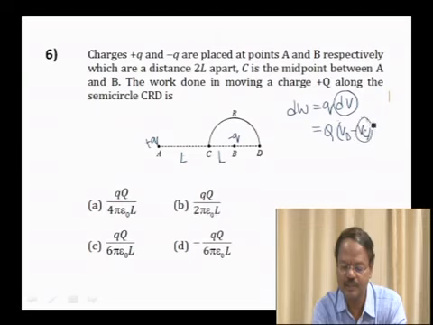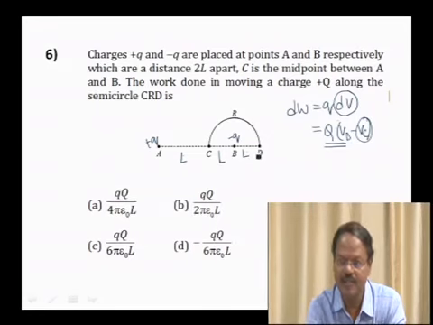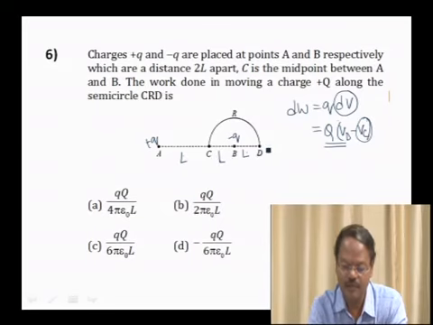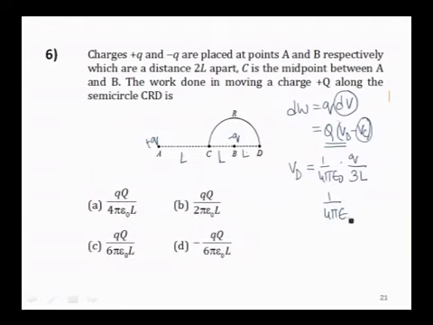So, potential at C will be 0, and therefore, you are left with only this one, charge into potential at D, and this is also L because it is a semicircle. L will be the radius of that. So, potential at D is what you have to find. Potential at D due to charge at A is 1 by 4 pi epsilon naught, charge at A is q, by the distance between A and D, which is 3L, and you have one more charge here which is causing potential, 1 over 4 pi epsilon naught, charge at B, minus q, which is at a distance, this distance is L.